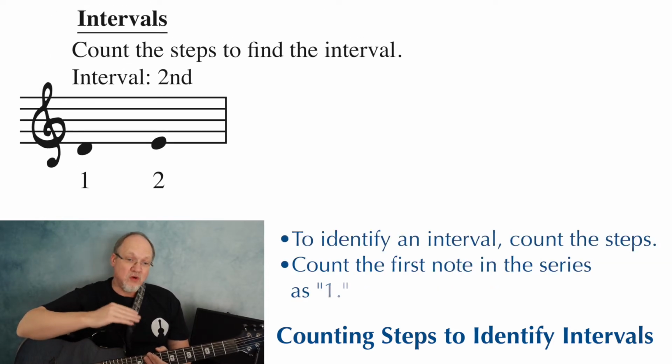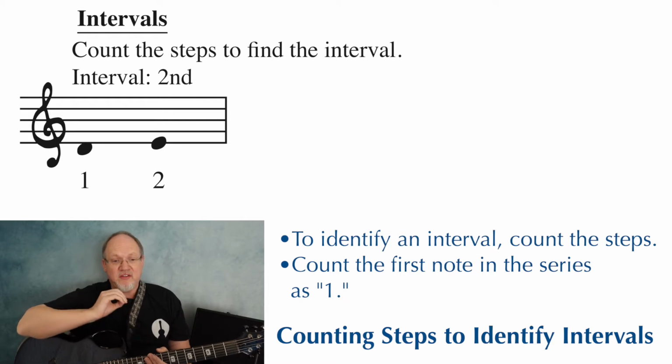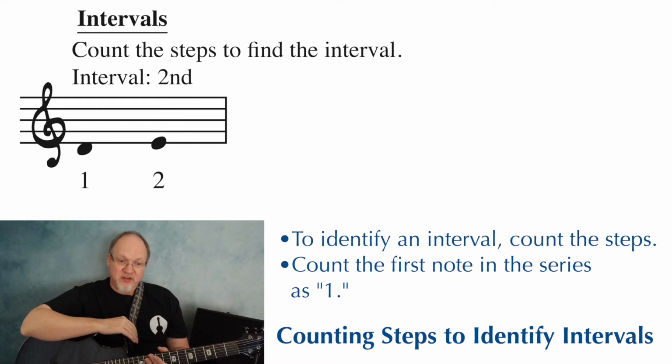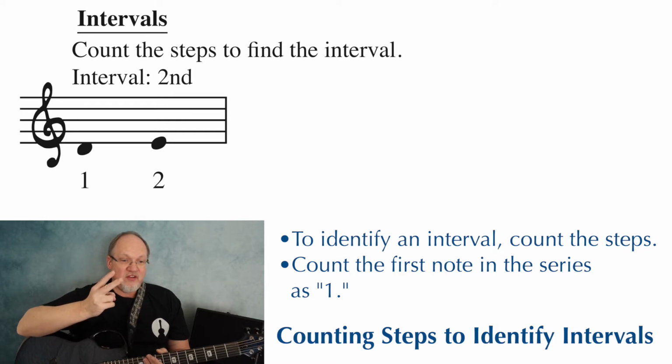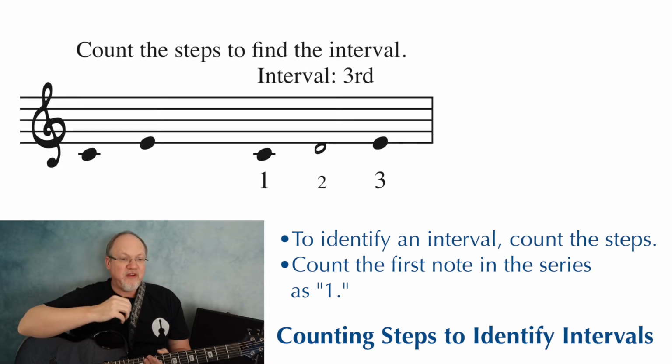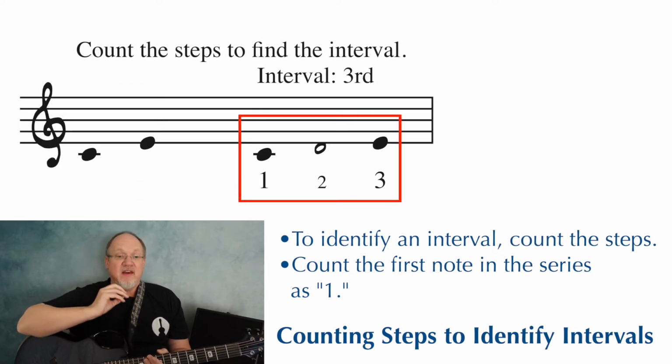An interval, or the distance between two notes, can be assigned a number value, and to identify an interval, we count the steps. So we start with the first note and count the steps to the next note, counting the first note as 1. The interval from D to E is a second. We count D as 1, E is 2. The distance between a C and an E is a third. C, D, E. 1, 2, 3.